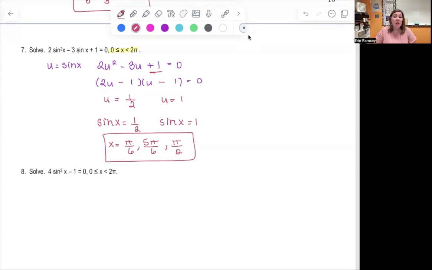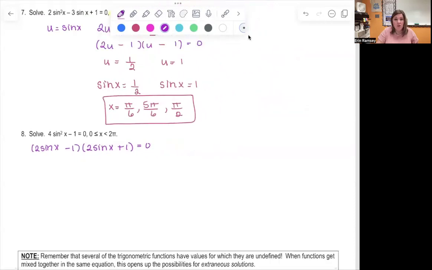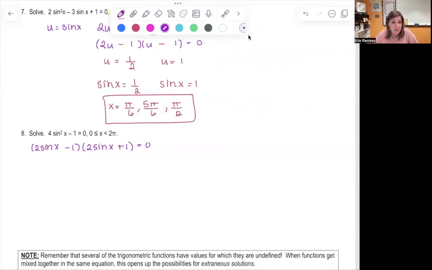Okay. Number 8 is also quadratic in form. It looks a little different because it's only got 2 terms, but you should hopefully notice that this is the difference of squares. 4 sine squared minus 1 is going to factor to be 2 sine of x minus 1, 2 sine of x plus 1, and that equals 0. So that is one way that you could do that, is by factoring.